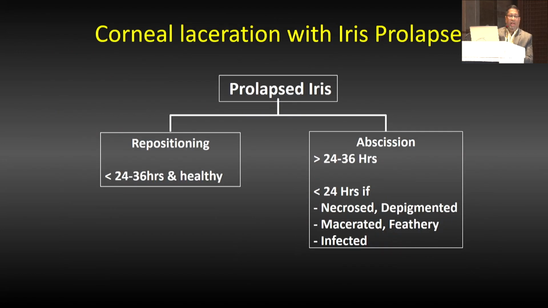Corneal lacerations with iris prolapse is one more entity which you have to always think about before suturing, because before suturing either the prolapsed iris has to be reposed back or it has to be excised. If it is less than 24 hours, it is almost always healthy, so it can be reposed back. If it is unhealthy, even if it is less than 24 hours, if it shows signs of necrosis and maceration, and infected rim or infected edges, then we should excise it. And of course if it crosses beyond 24 hours, it has to be excised.